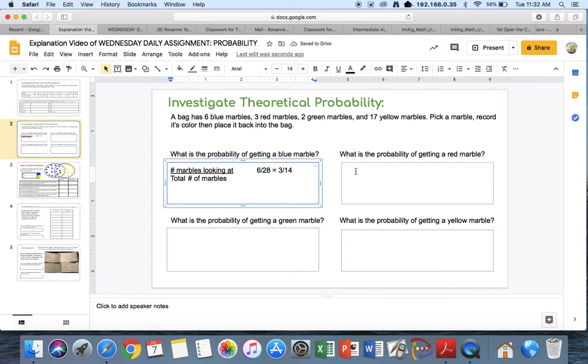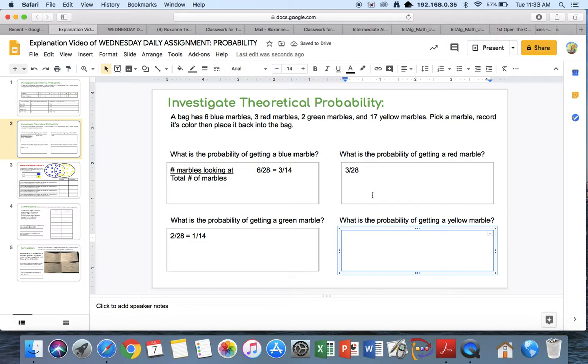Okay. What is the probability of getting a red marble? Well, I have 3 red marbles, so 3 out of 28 again. What's the probability of getting a green marble? Well, we have 2 green marbles out of 28, and this can be reduced down to 1 out of 14. What's the probability of getting a yellow marble? 17 out of 28, and that can't be reduced anymore. So that's the probability for theoretical.